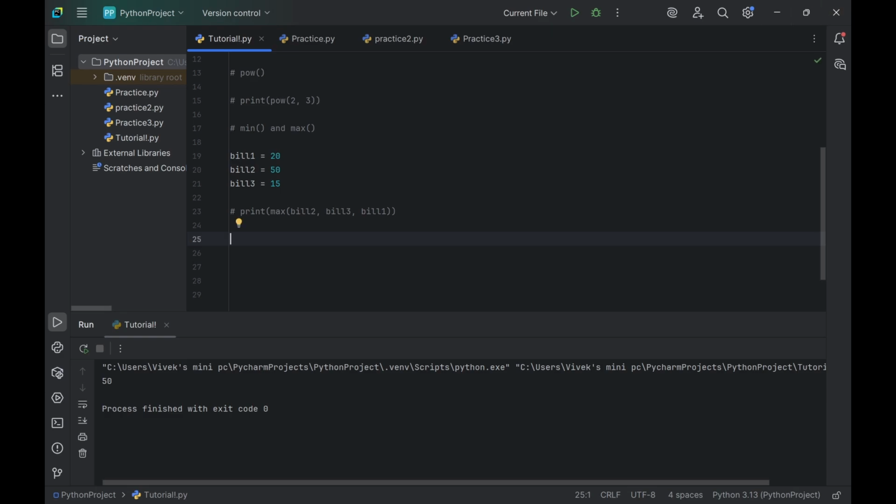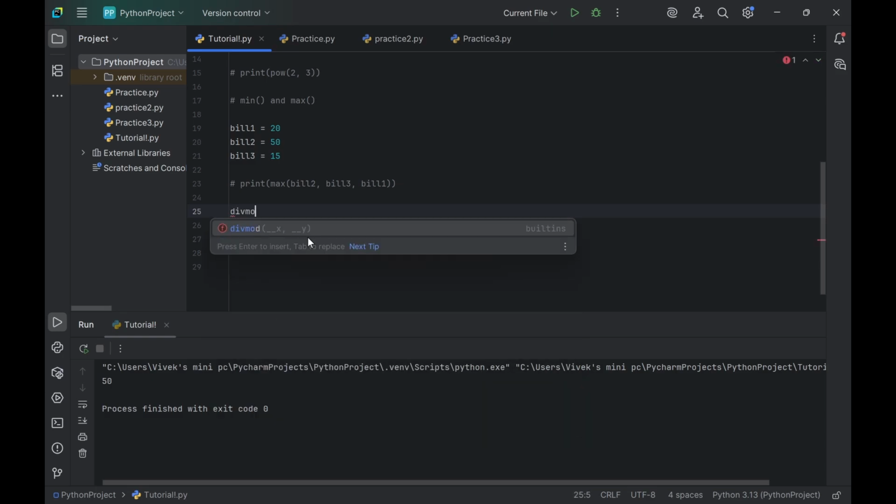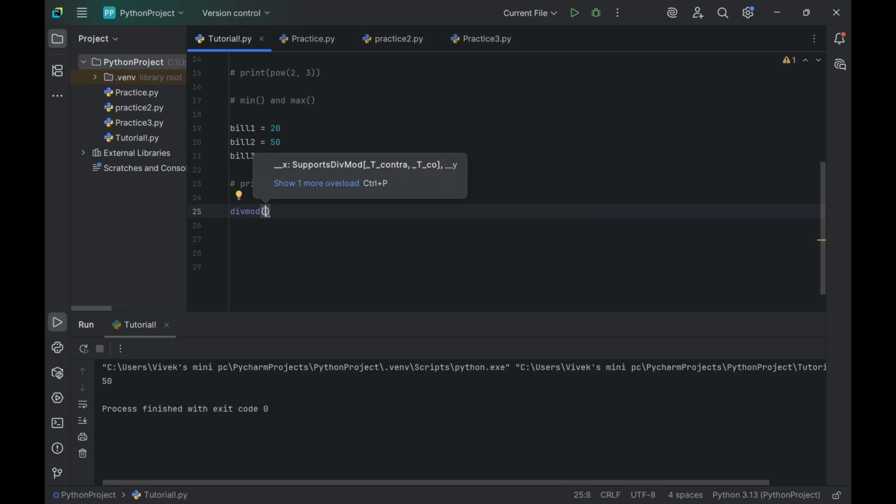And the next one is called divmod. It's basically division and remainder. So let's say you have 10 candies and you're trying to split them up among 3 different friends. Okay, so I will write my divmod, and guys, correct me if I pronounced it or spelled it wrong.